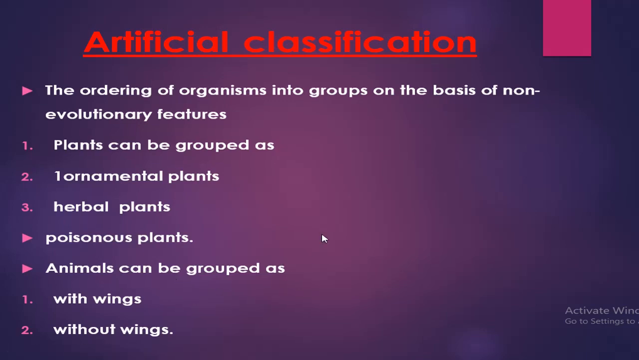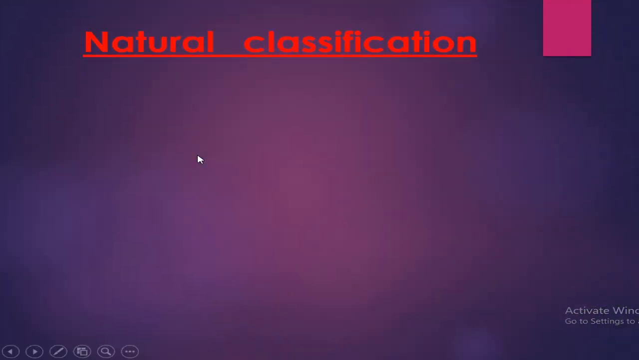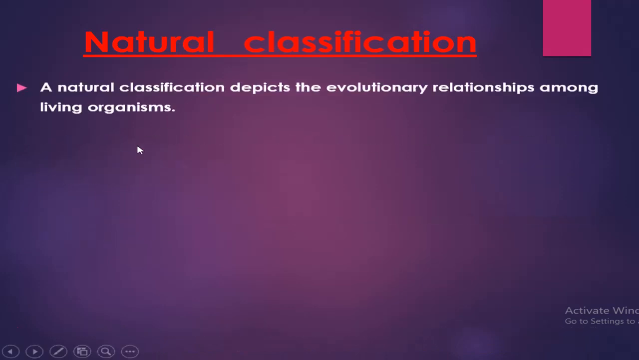Right, okay, then we will go to our next topic: natural classification. Now we are going to learn about natural classification. So let's learn what natural classification is. Natural classification depicts the evolutionary relationship among living organisms. Artificial classification used non-evolutionary relationships, but natural classification uses the evolutionary relationship among living organisms to classify them.